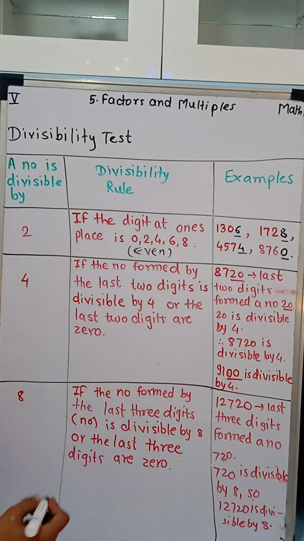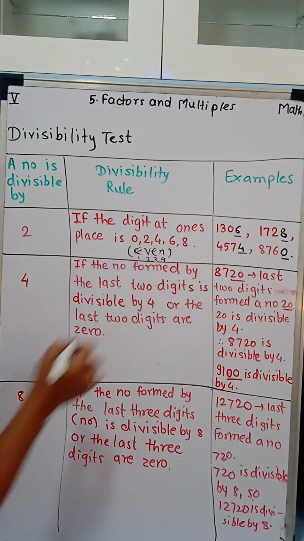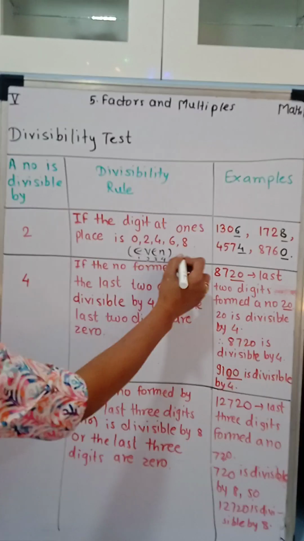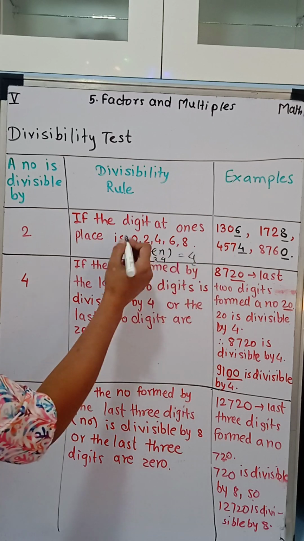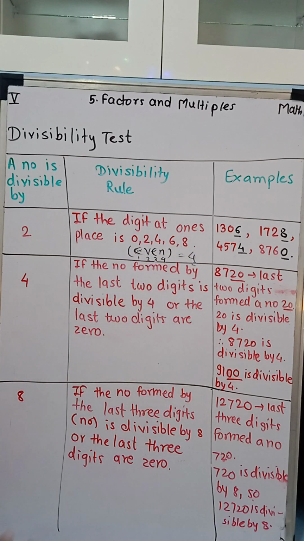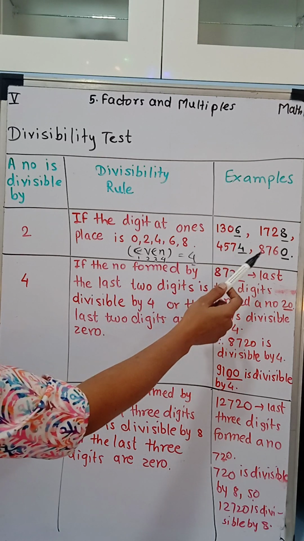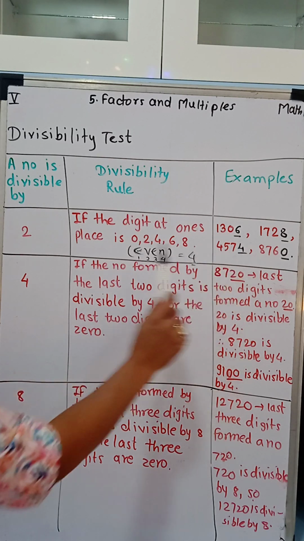Many of the students have a doubt about what is meant by even or odd. Here you can count the number of words; here the number of words is 4. So 4 is an even number, and 0, 2, 4, 6, 8 are called even numbers. Any number having these digits at the ones place is an even number, and those numbers are divisible by 2.